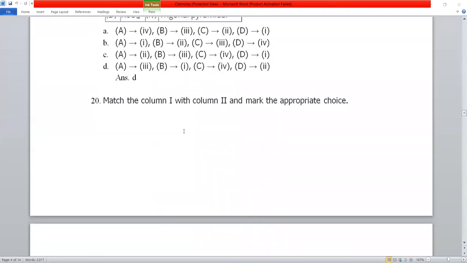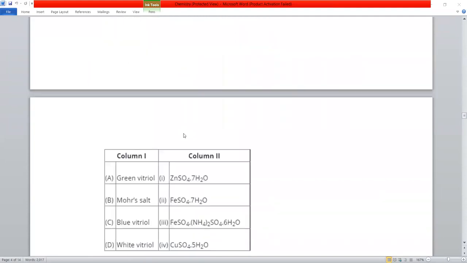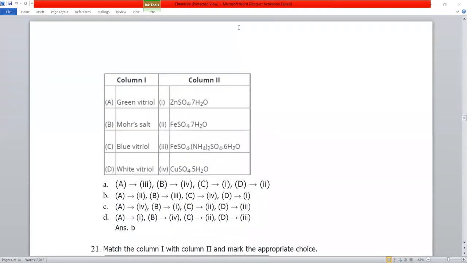19 is all right. So 20, match the following again they have given. We will do this question only. Green vitriol, Mohr's salt, blue vitriol, and white vitriol. Green vitriol is FeSO4 ferrous sulfate 7H2O. Mohr's salt should be FeSO4 ammonium sulfate 6H2O. Blue vitriol is copper sulfate, and white vitriol is zinc sulfate 7H2O. So option B is the correctly matched one, students.